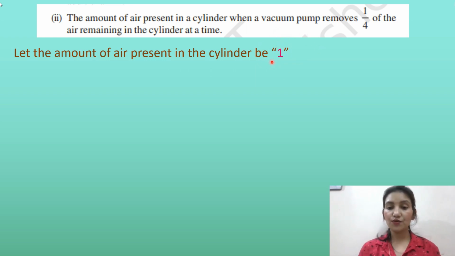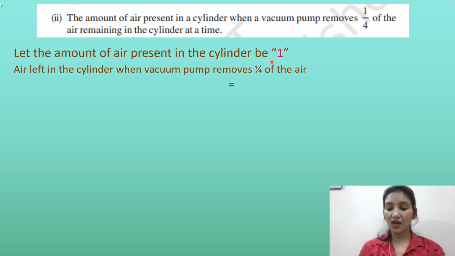Now if you remove 1/4 of the air from the cylinder, then how much is left? 1 minus 1/4. You are removing 1/4, so what is left now? 1 minus 1 upon 4, and 1 minus 1 upon 4 is 3 upon 4. So now 3 upon 4 amount of air is present in the cylinder.